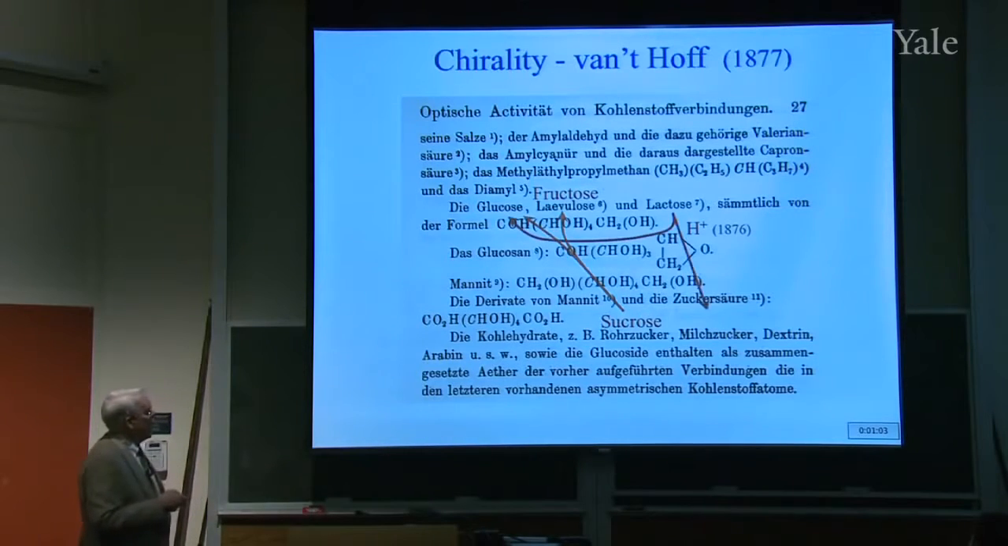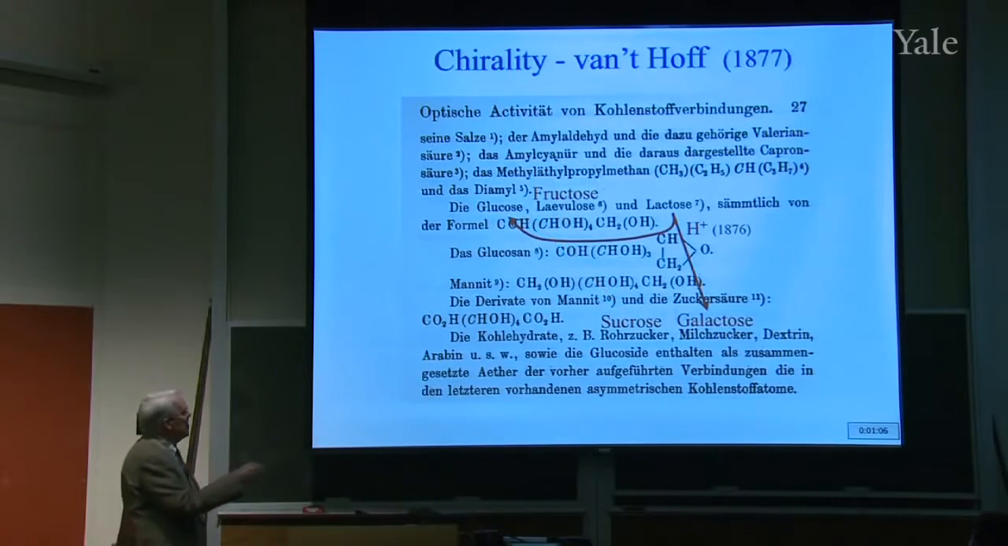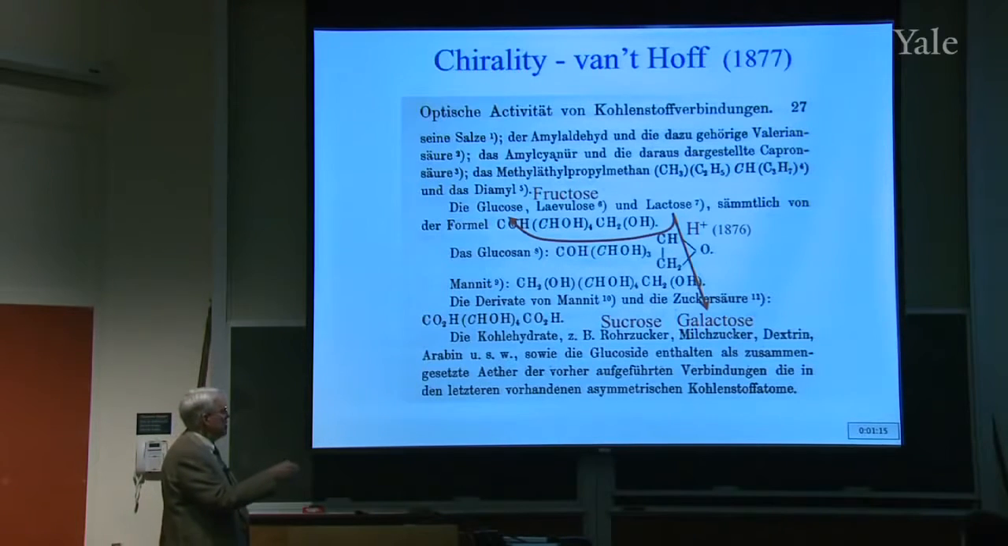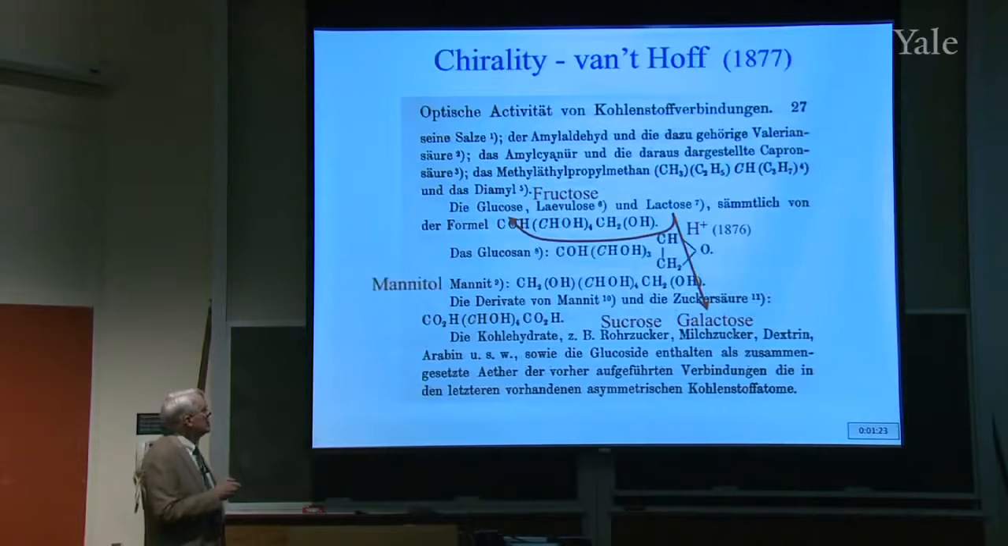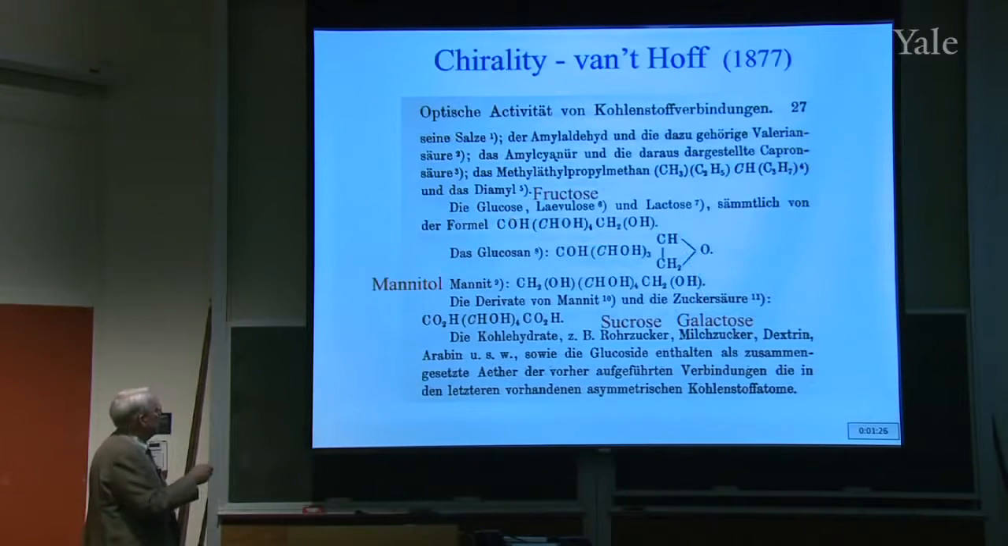Okay, he also mentioned lactose, and it was found in 1876 that lactose treated with acid gives also glucose, but another one called galactose, which comes from the Greek word for milk. So it's called milk sugar in German. So lactose obviously came from milk. 5% of milk, I think, by weight is lactose sugar. Okay, or there's stuff called mannitol, which came from manna.